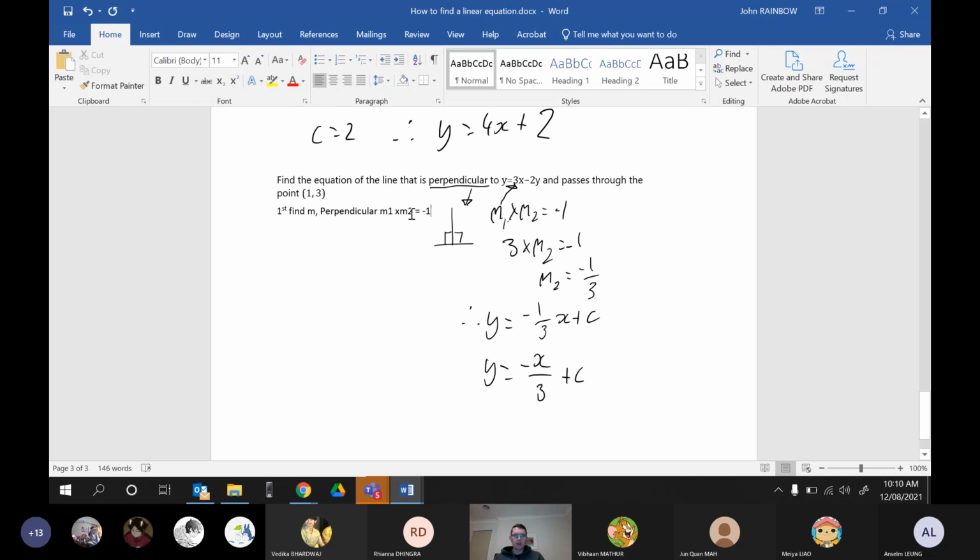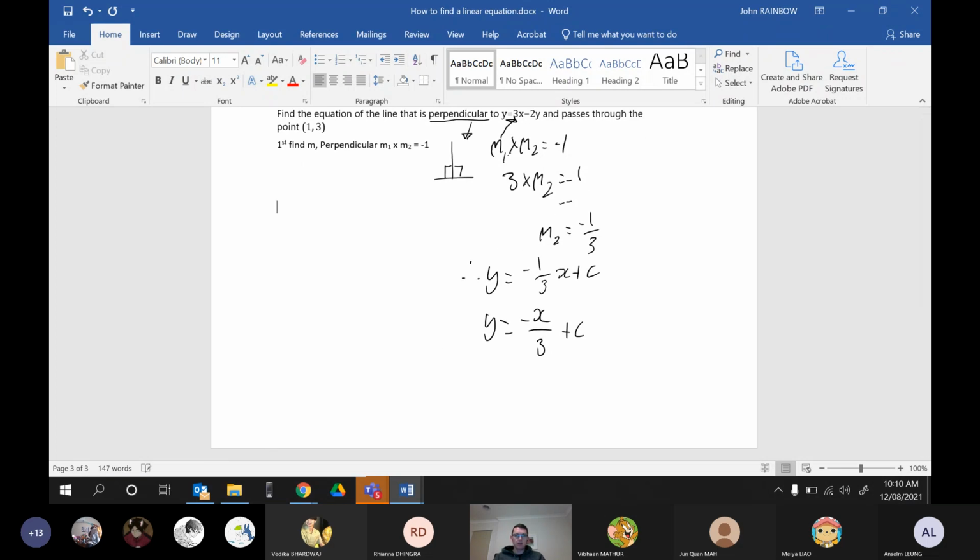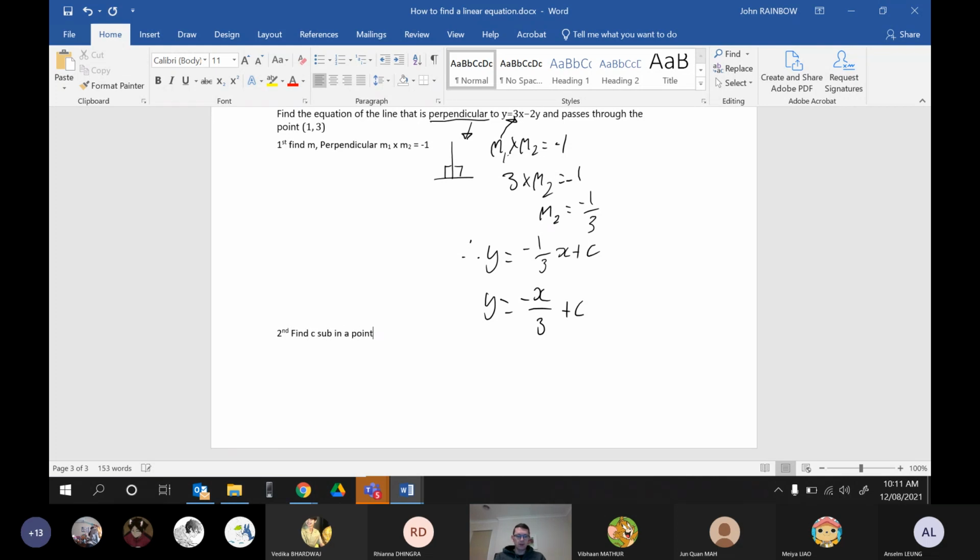Okay, so m1 times m2 equals -1, and that's pretty much the clue there. Well, it is the formula, and we'll unpack that a bit later. But first, I just want to go through why that's the case. Okay, so you've got that. Then your second step is basically just to find c: sub in a point the equation goes through, the equation you're trying to find, and solve for c.